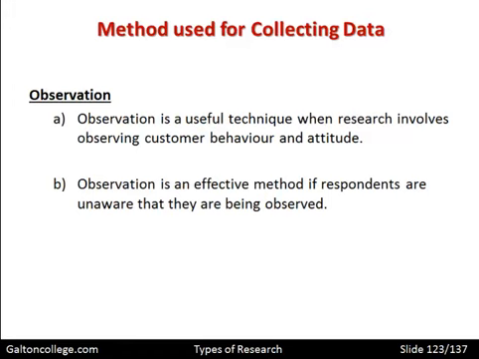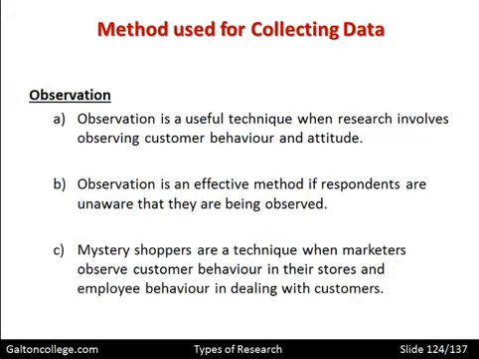Observation is an effective method if respondents are unaware that they're being observed. If they're aware that they're being observed, their behavior may change. Sometimes people want to please the observer. Sometimes they don't want to please the observer. They might be annoyed about being observed. So it's best that they are not aware that they're being observed.